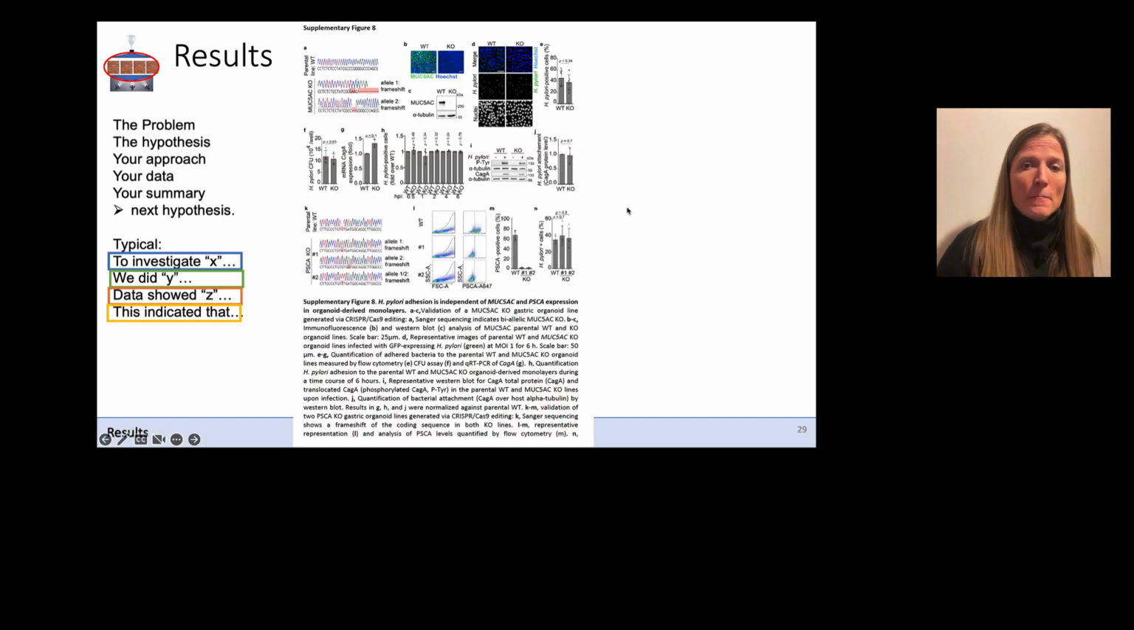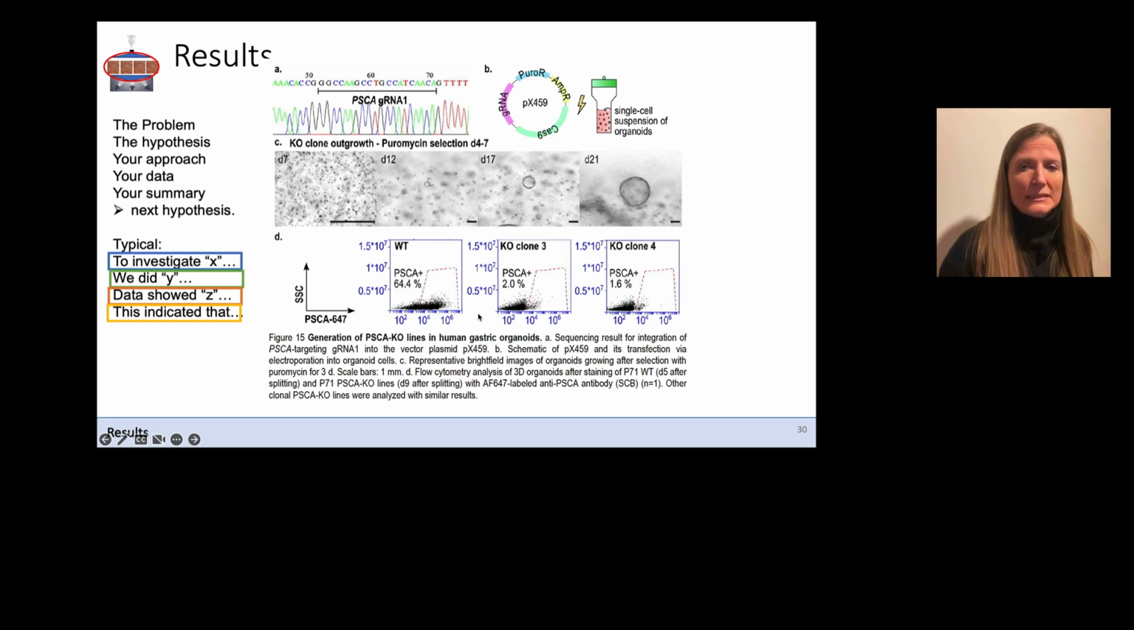This is the figure, and this here is the MUC5AC knockout, which has been done by one master thesis. And this here is the PSCA knockout, which has been done in another master thesis. Now, these people obviously had to write down all these steps and break them down into these little results sections. I would take this one as an example. This here is now from the master thesis.